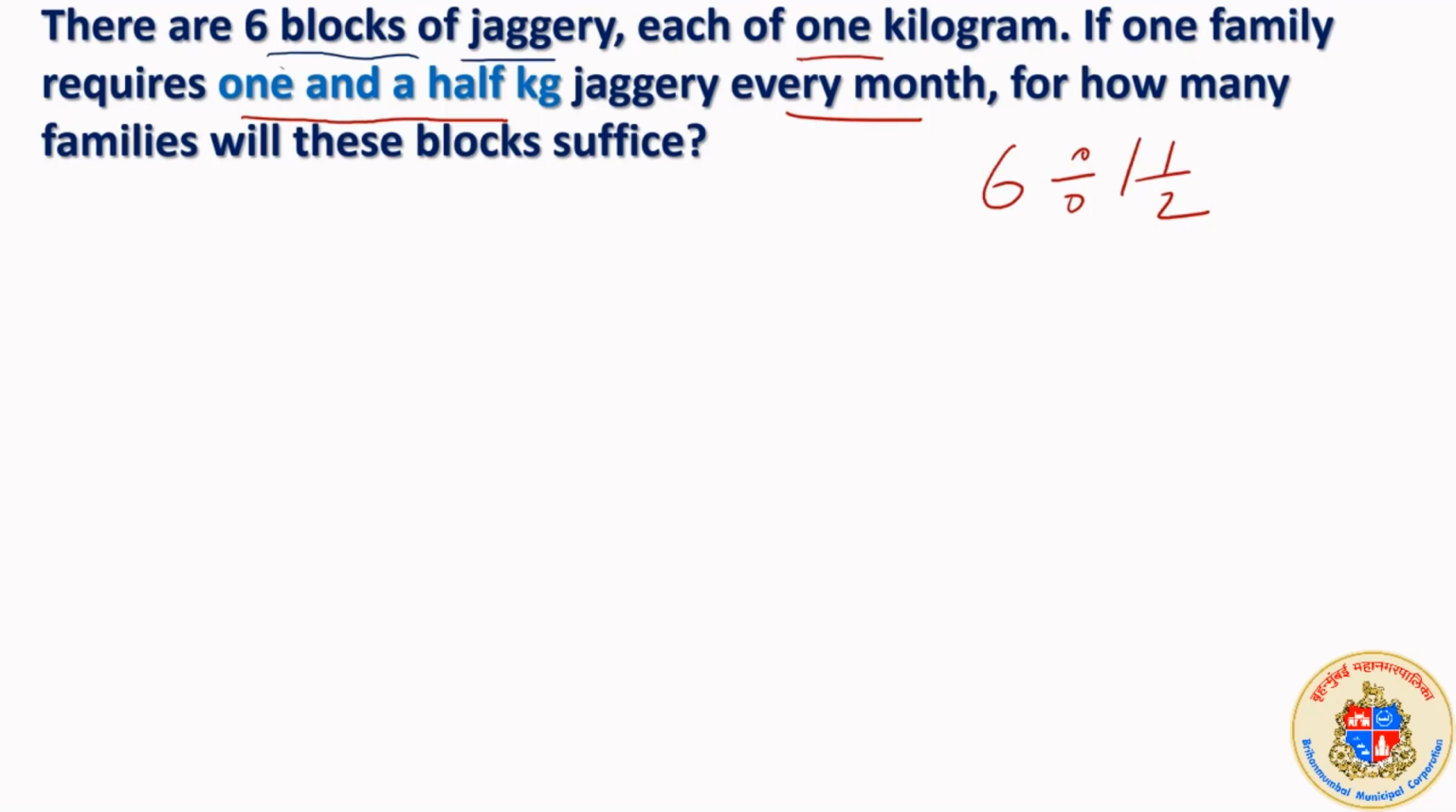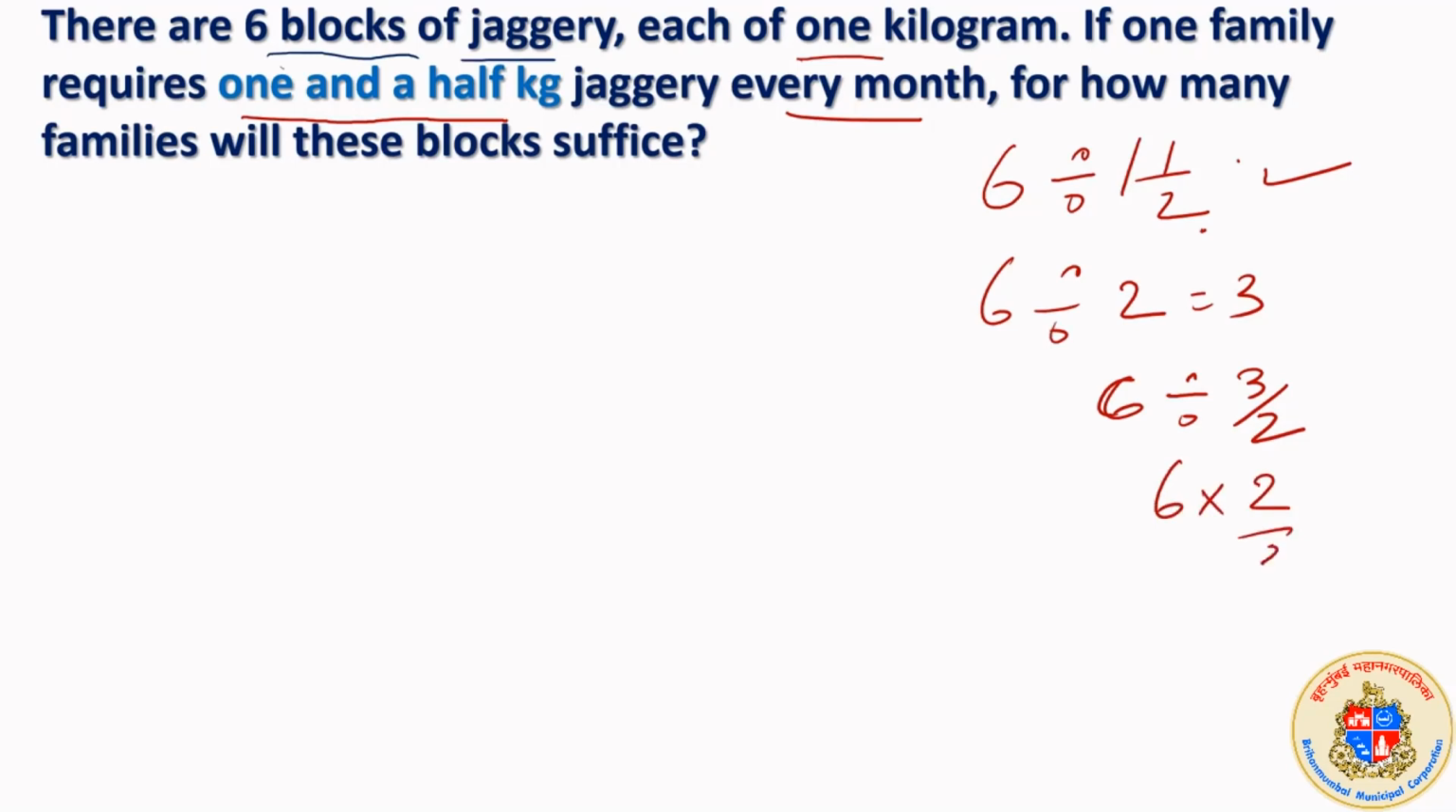But 1 is not sufficient, 1.5 kg is needed, so 6 families will not get it. If it was 2 kg, we would quickly say it is enough for 3 families, because 6 kg, 2 kg each family, gives 3. Now what is this? This is a fraction. So we will be applying the same rule. Instead of 6 divided by 1.5, we have to write 3/2. We are converting that mixed fraction into an improper fraction. Now we multiply with its reciprocal, and the answer is 4. So it will be sufficient for 4 families.